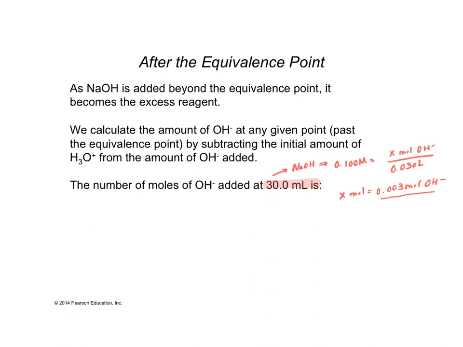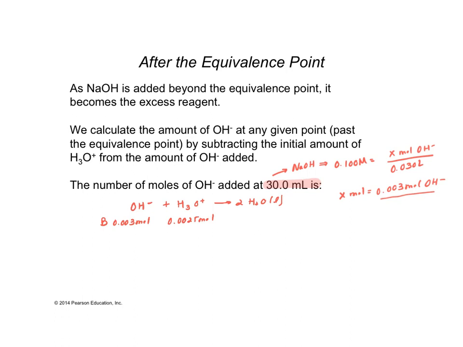Now we're going to go back to our little stoichiometry table. We're going to write our reaction. OH minus plus H3O plus goes to make 2 waters. And we're going to go ahead and fill in our before, right? So we have added 0.003 moles of OH minus, and we initially had 0.0025 moles of H3O plus that were in the flask at the beginning of the titration, right?